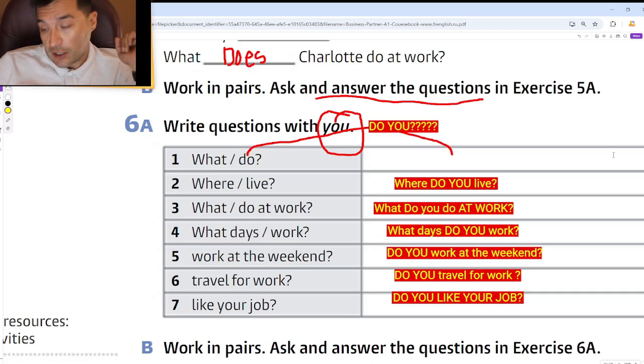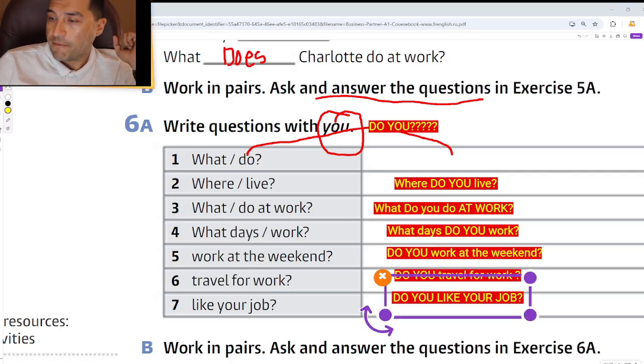Now, answer these questions for homework. Answer these questions with I. Fantastic job.